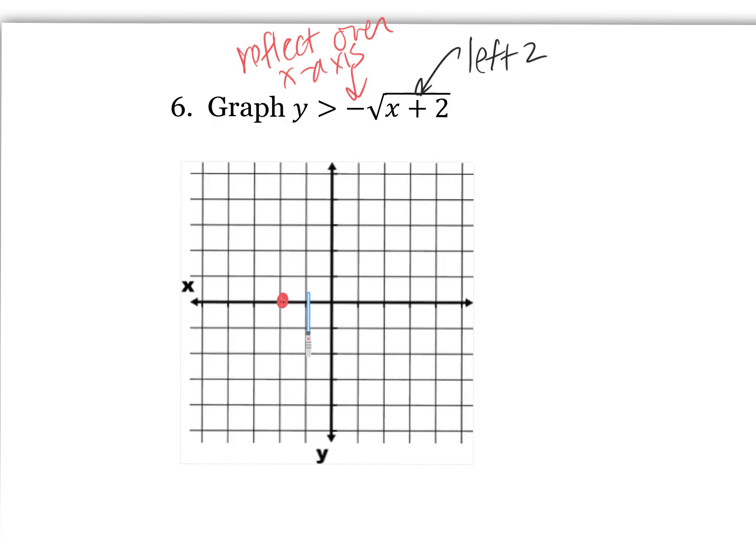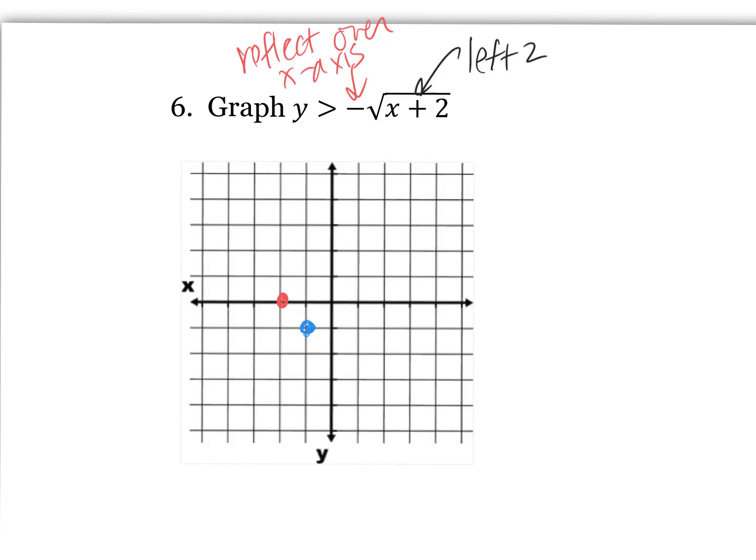What's the square root of 1? 1. Instead of positive 1, I'm going to go down 1. Are we okay with that? Because I knew it was 1, and I got to go over that x-axis. So I'm going to go here. You can actually go -1 this time as well. No, you can't. Be careful, because this is my origin.